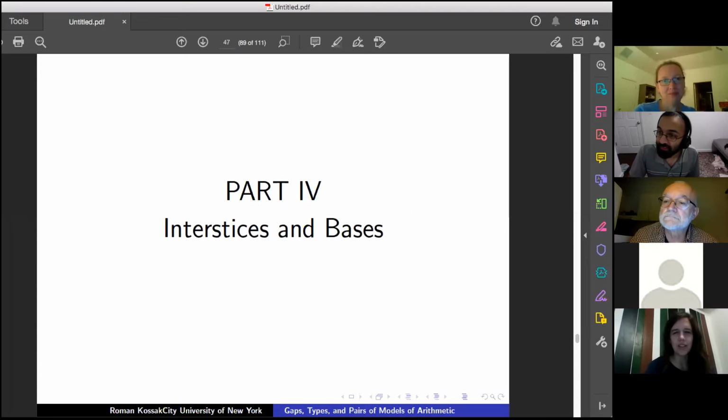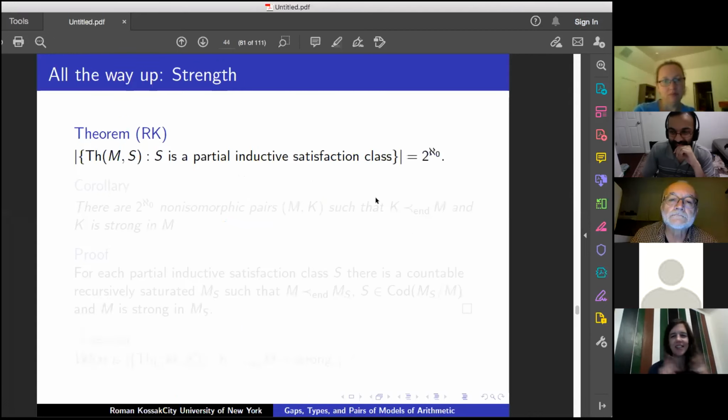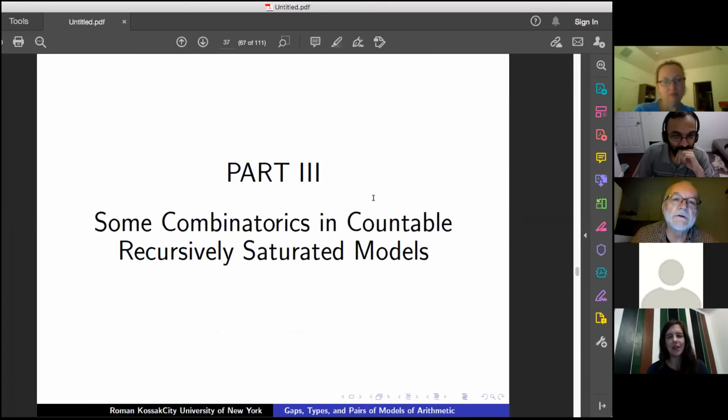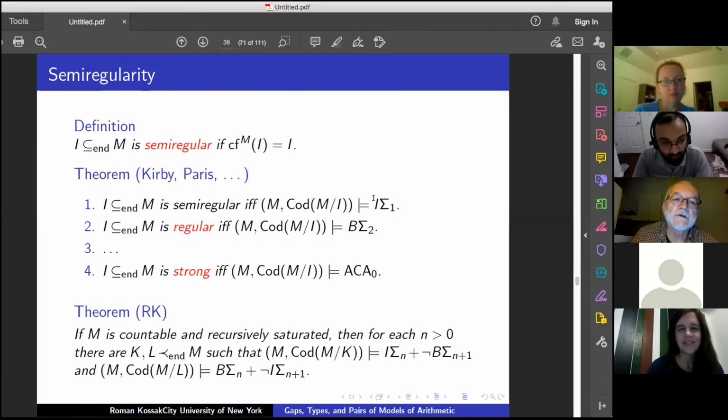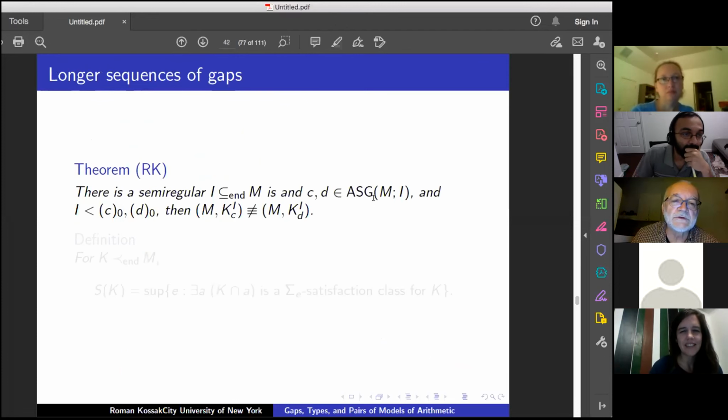I had a question. Back to that question about the number of theories, the isomorphism types of balanced pairs. What are the possibilities? Could it just be one? What do you think? Are there going to be a lot of them? Look, I don't really have a good intuition.